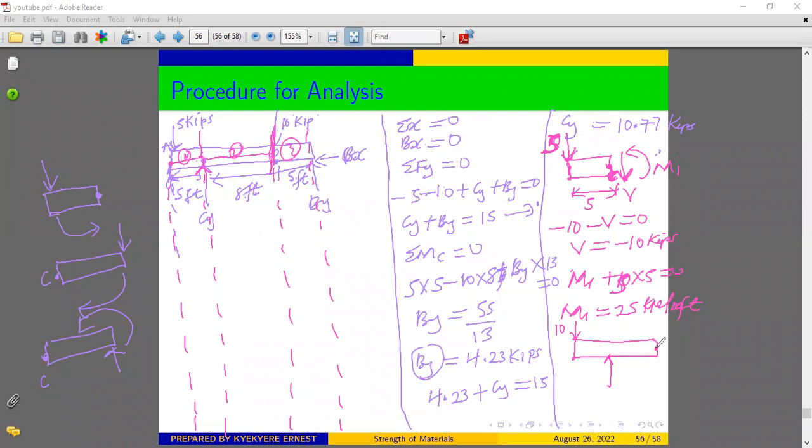So we are going to get this one is CY, which we are told that it is 10.77, and the distance from this to that is 5, and the one from this to that is 8. Distance is 8, and we have our shear force here and our bending moment. Don't forget that this will always be indicated in the positive direction. So M2. From this, we can determine V2 and M2 quickly.